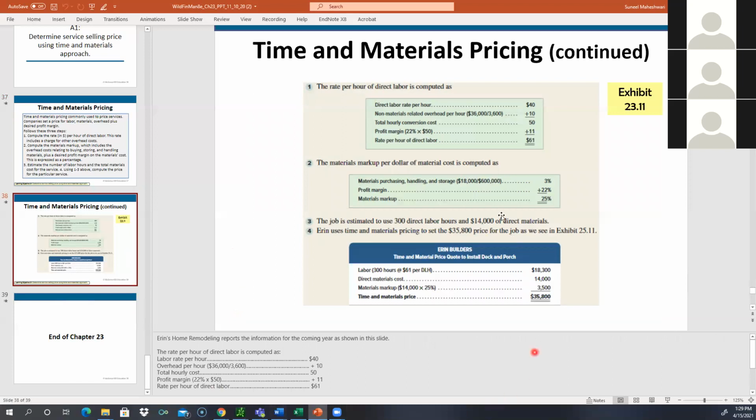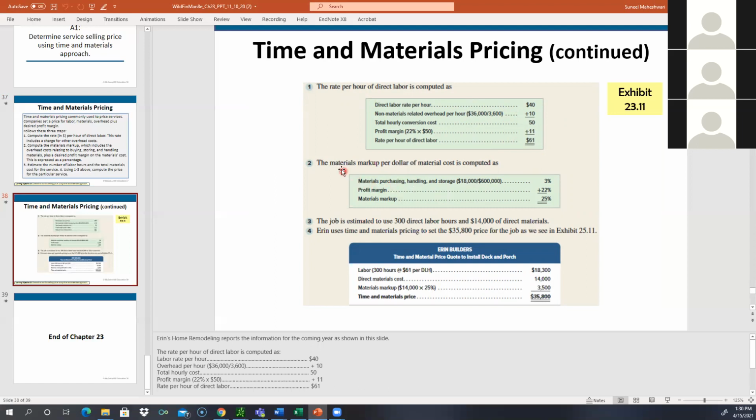So right over here, you've got the direct labor hour cost, say $40 an hour. Overhead costs, say 36,000 for 3,600 hours at $10, gives you a total conversion hourly cost of $50. You add the profit margin and you get the rate per direct labor hour.